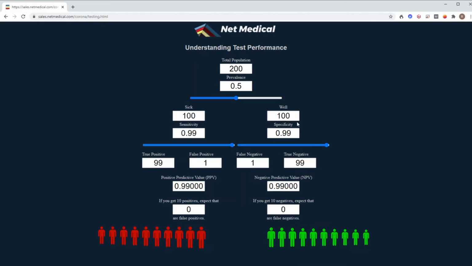And then the specificity is the same idea. It's how many known negative samples the chemical process of the test will detect as negatives. And in this case, specificity of 99% gets you 99 true negatives and 1 false negative.